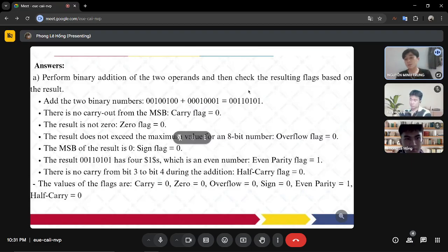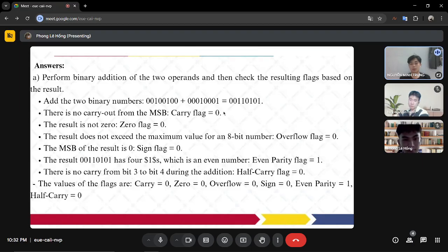Answer. Perform binary addition of the two operands and check the resulting flags based on the result. Add the two binary numbers 001 and 001, and the result is shown here. There is no carry out from the MSB, so carry flag is 0. The result is not 0, so zero flag is 0. The result does not exceed the maximum value for an 8-bit number, so overflow flag is 0.